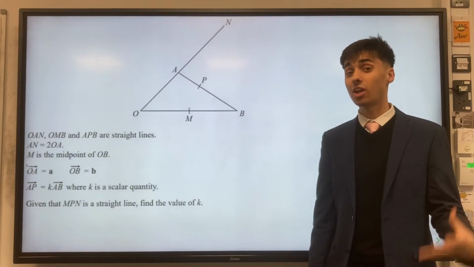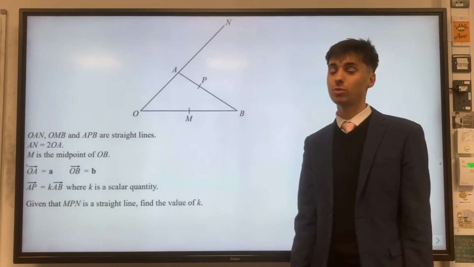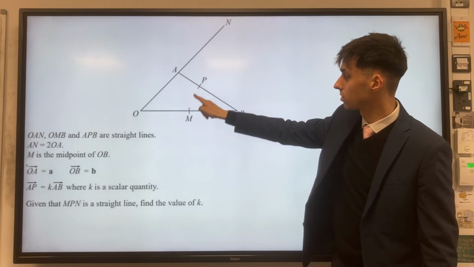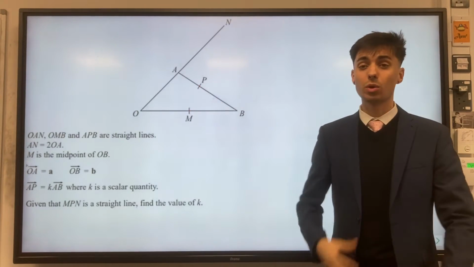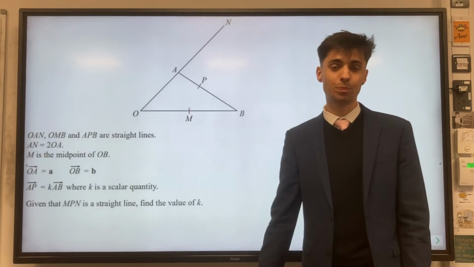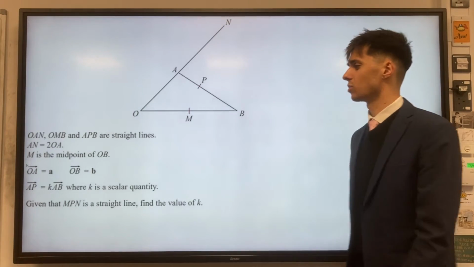These sort of straight line vector proofs always revolve around the idea that we want to show the smaller vector, so MP, is going to be some sort of multiple of the longer one, MN. Let's see what we can do then.